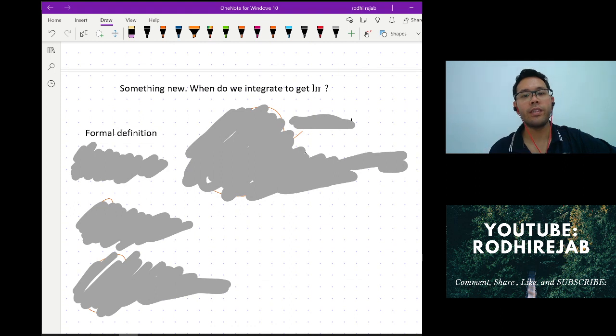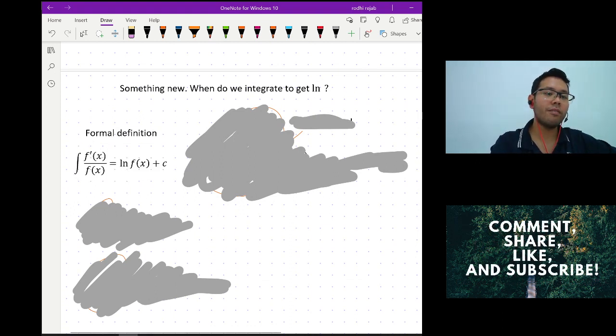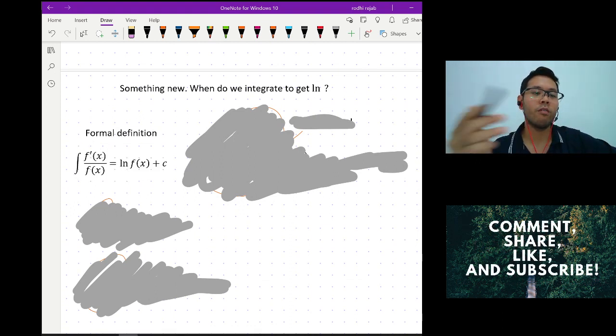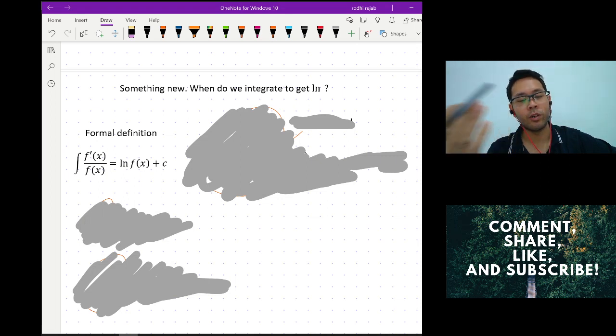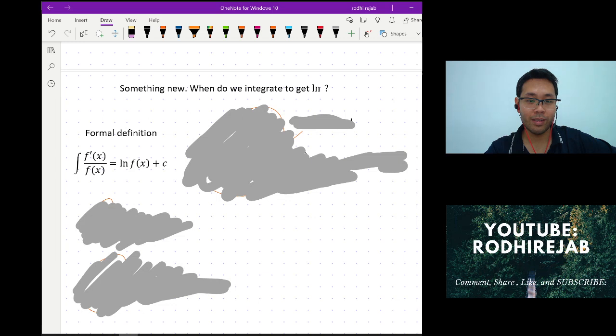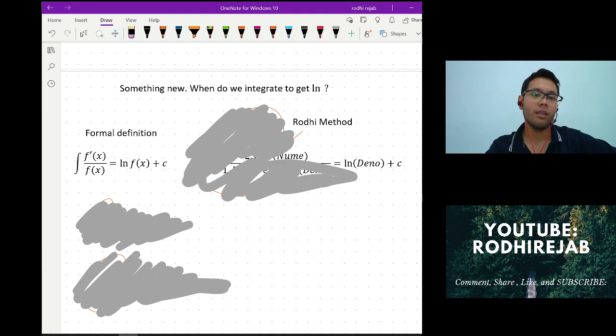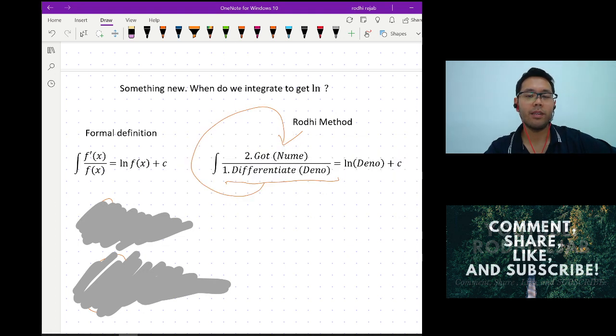So when do we integrate to get ln? Well, the formal definition is something like this, where the integration of f prime x over f x gives us ln f x plus c. Well, that's too much of a textbook and not really that applicable for laymen. So this is why I propose Rodhi's method of memorizing it. So you got something like this, okay?